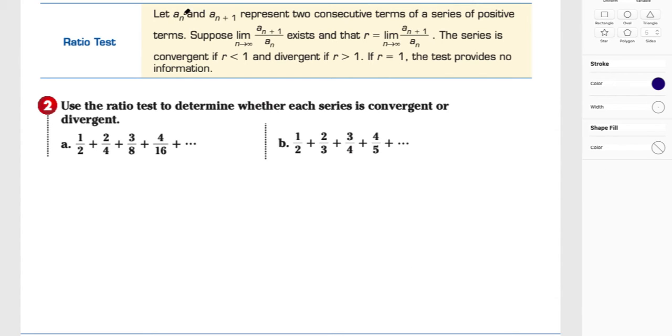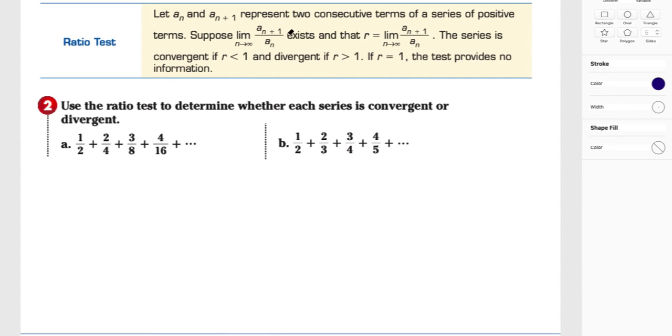So let a sub n and a sub n plus 1 represent two consecutive terms in a series of positive terms. Now this is only for a series of positive terms. So suppose that the limit of a sub n plus 1 over a sub n exists, and that r is the limit of that ratio. The series is convergent if r is less than 1, and divergent if r is greater than 1. Now, if r equals 1, the test provides no information, so it's inconclusive.